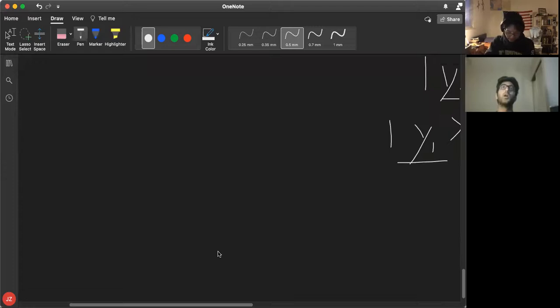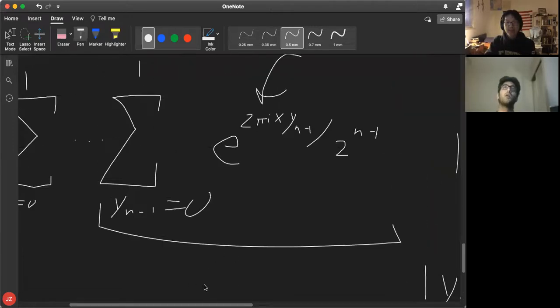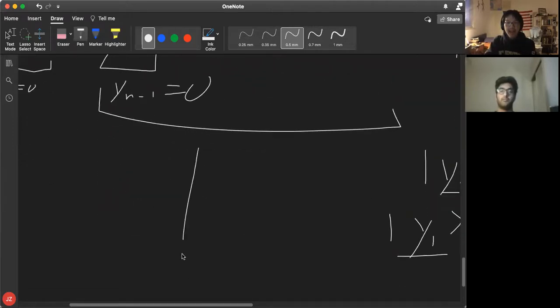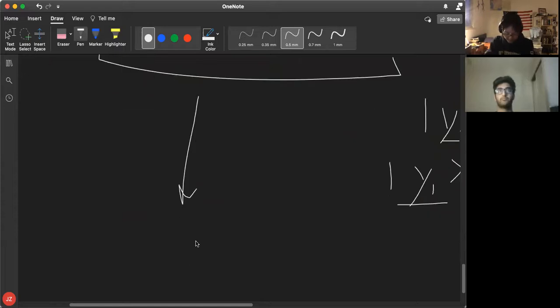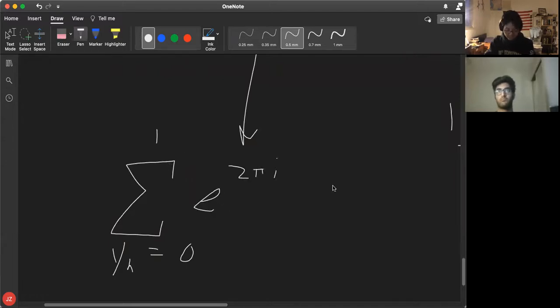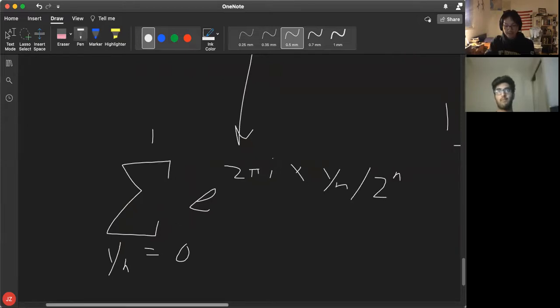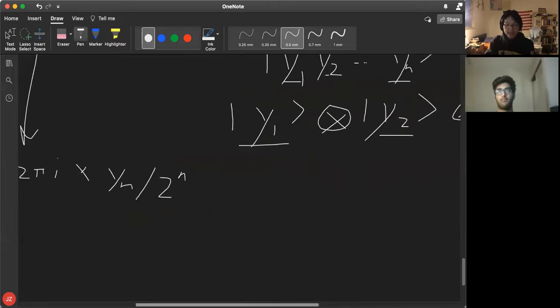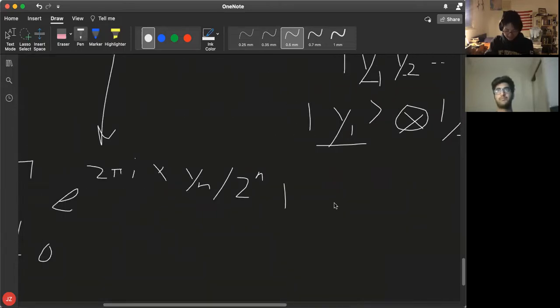Now, in this whole summation, I'm going to take out the nth term. The nth term is the last term, by the way. What that last expanded summation looks like: y sub n is equal to 0 or 1, then e to the 2 pi i, and then x, and this time it's y sub n over 2 to the n, and then we would have our ket y sub n.